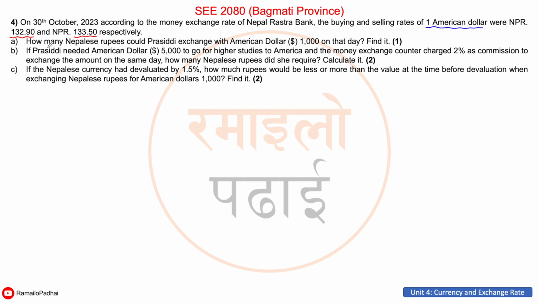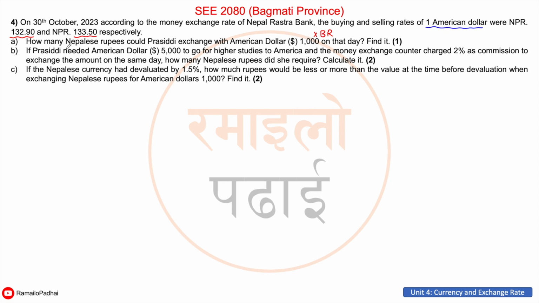So in question number A, how many Nepalese rupees could Prasiddhi exchange with American dollar 1000 on that day? Find it. What they are saying is Prasiddhi is giving that 1000 American dollar to the bank. That means the bank is buying. So we will multiply $1000 with the buying rate to find out how many Nepalese rupees Prasiddhi could exchange.